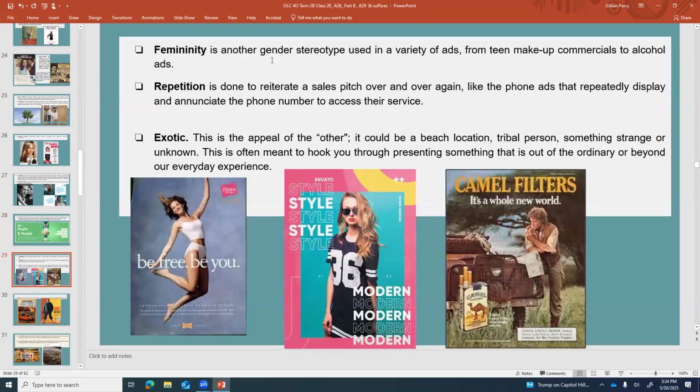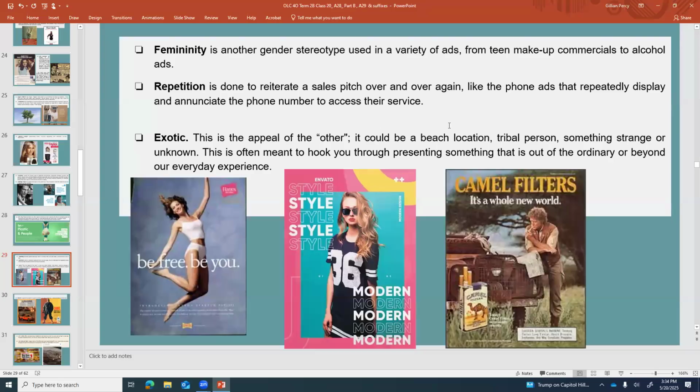Femininity, we talked about that. Anything where a girl is looking super girly to sell a product to other girls. Teen makeup, alcohol ads, your underwear. Repetition. When they're doing the same word or phrase over and over again, like phone ads, you'll sometimes see them say the phone number over and over again. Here, they've got style, style, style, style, modern, modern, modern, modern. And look, typically it's 5, because 5 is known to be the number of repetitions that it takes before we remember something. So they're deliberately trying to access that memory code.